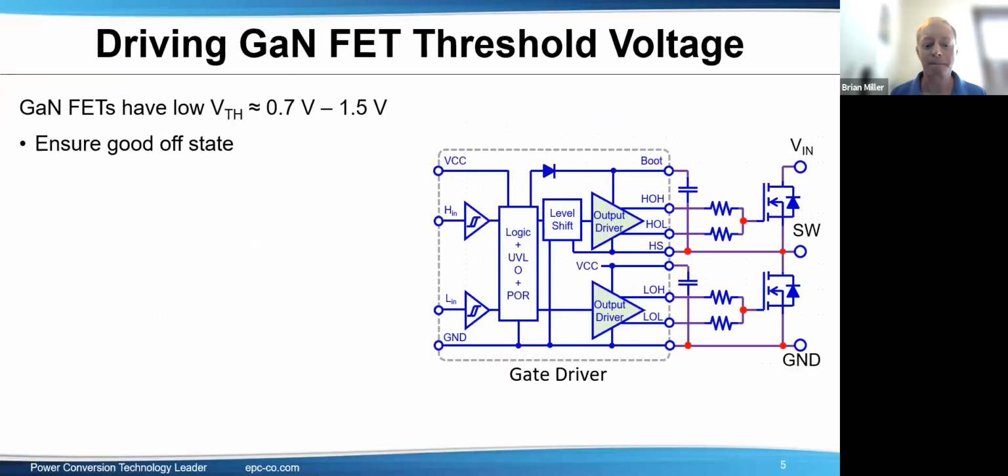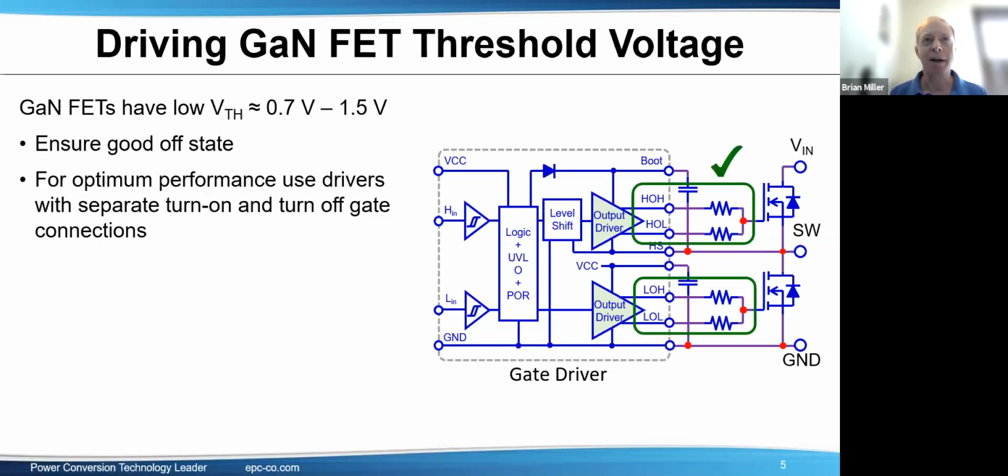Another topic is the threshold voltage. GaN FETs have a low threshold voltage of about 0.7 to 1.5 volts. Therefore, you want to ensure a good off state. For optimum performance, it's good to have gate drivers with separate turn on and turn off outputs. This is the top gate driver. You can see the resistor here on the top, a different one on the bottom. This is not required. Many gate drivers just have one output, GaN gate drivers also. But this is really optimum, so you can control the turn on and the turn off current strength and resistance separately.